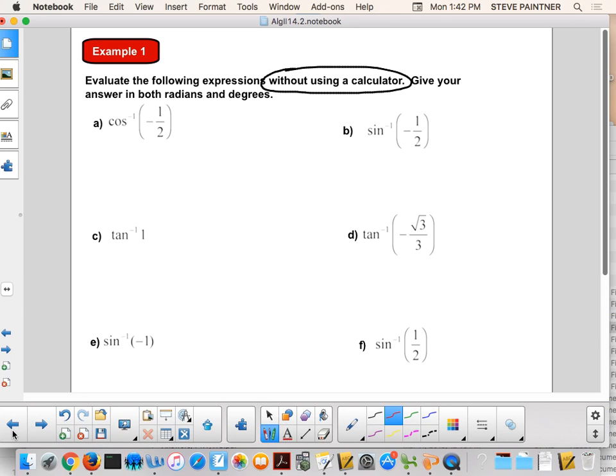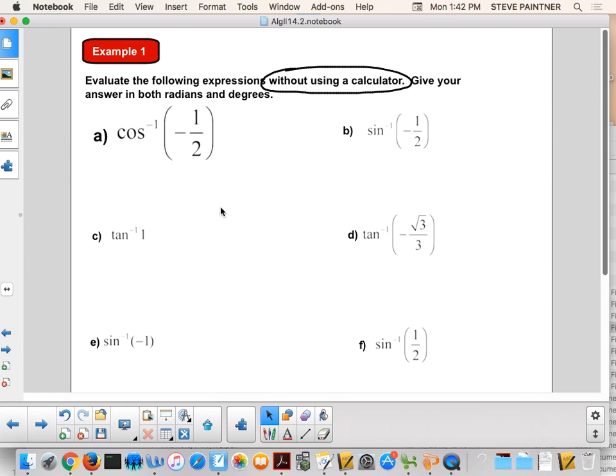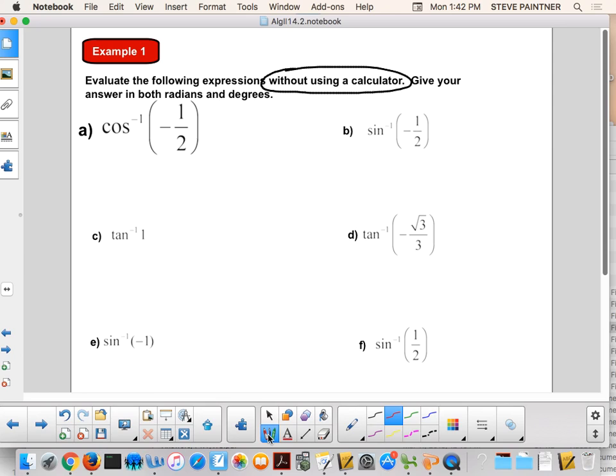Inverse sine of what? Inverse sine of negative 1/2, right? Cosine. Oh, sorry. Inverse cosine of negative 1/2. Okay? Well, here's the deal. Start by doing this. Where are your answers going to be for inverse cosine? First quadrant.